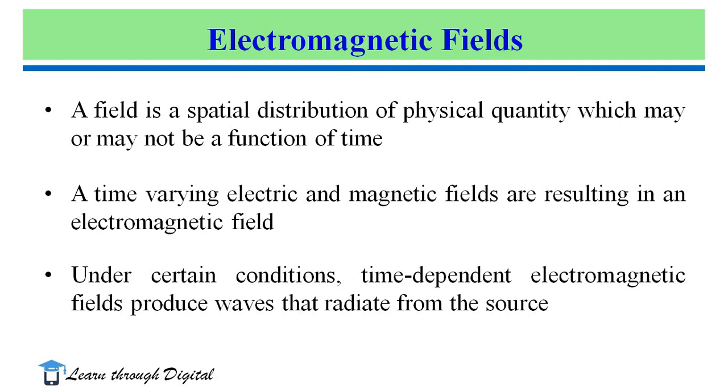A field is a spatial distribution of a physical quantity which may or may not be a function of time. Time-varying electric and magnetic fields result in an electromagnetic field. Under certain conditions, time-dependent electromagnetic fields produce waves that radiate from the source.